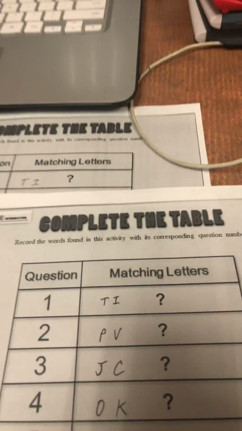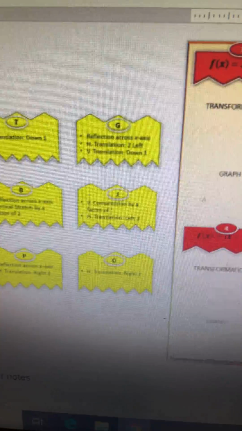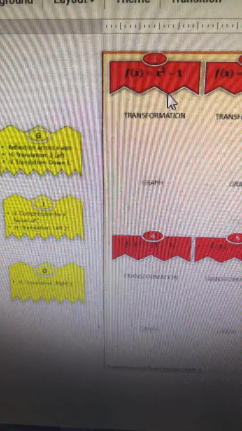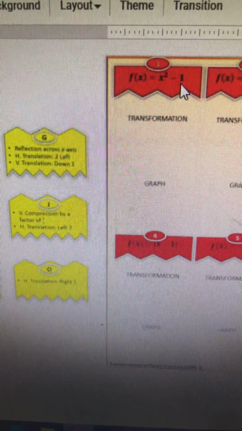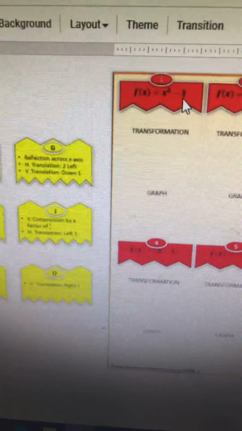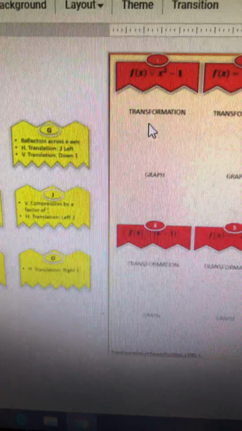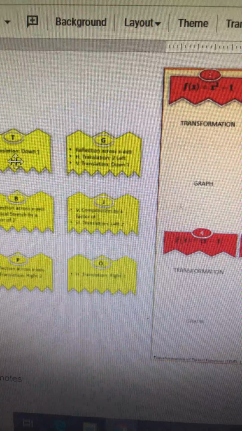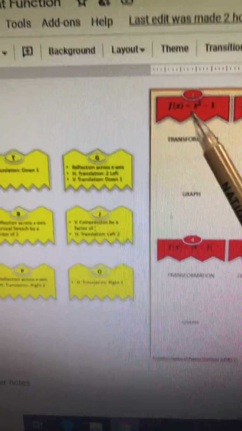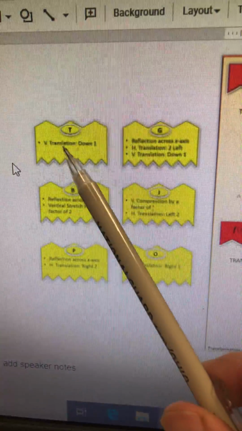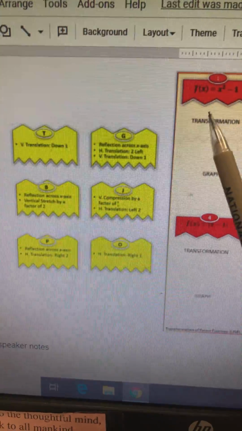For Algebra 2, I'm looking at Miss Bell's work here, and I'm going to try to help you right on the screen. For number 1, how you're going to match these: x squared minus 1 is the parent function. The transformation is going to be T. So this one goes with this one right here. It's a translation down 1. So that goes with this one.